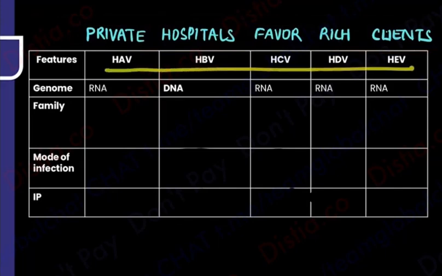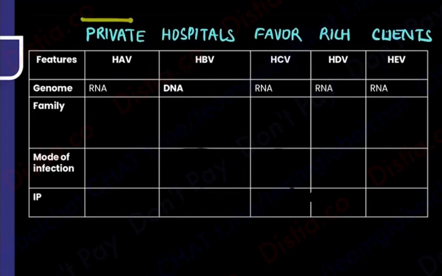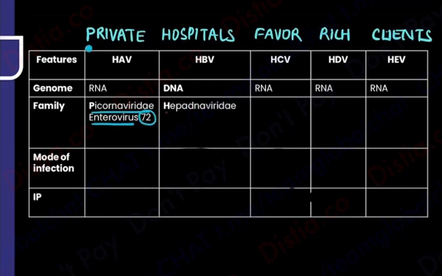So hepatitis A, B, C, D, E you write in an order, and then you write the most accepted thing in our country, that private hospitals favor rich clients. Okay, so P is for Picornaviridae. Now I will be teaching you Picornaviridae in RNA viruses. It has enterovirus, and there are many enteroviruses, 70, 71, 72. So I'm talking about enterovirus 72 as hepatitis A. So P for Picornaviridae. Next one, H for Hepadnaviridae, you already know because this is the only DNA virus that you have. Then F is going to be for hepatitis C, that is Flaviviridae.